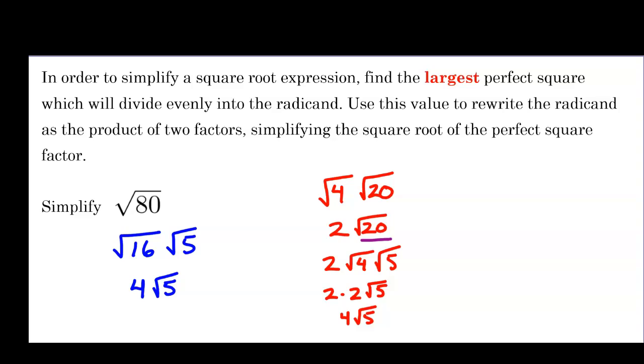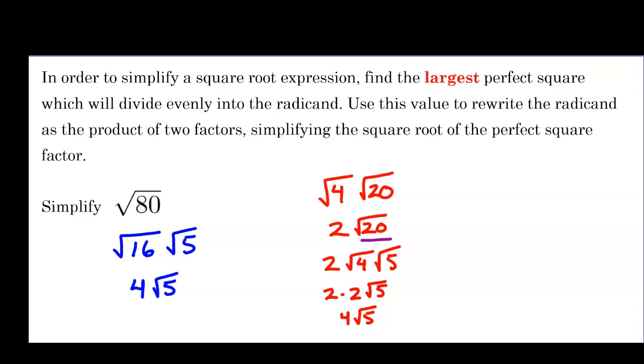It means that we want to try to find the largest perfect square factor, that would be the easiest way to simplify the square root expression. But if we only find a smaller perfect square, we can still find the answer. We just need to make sure that we continue the process of simplifying until we are finally done.